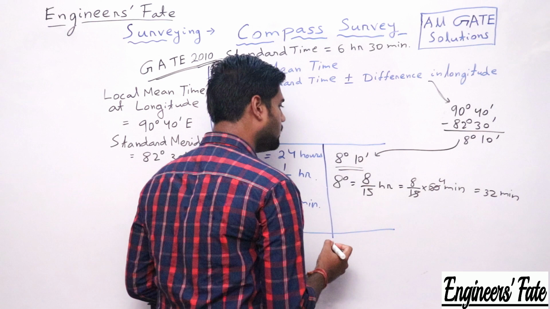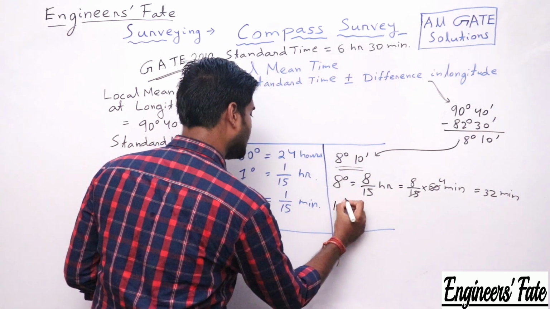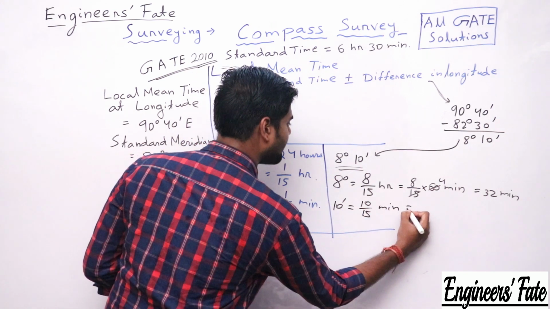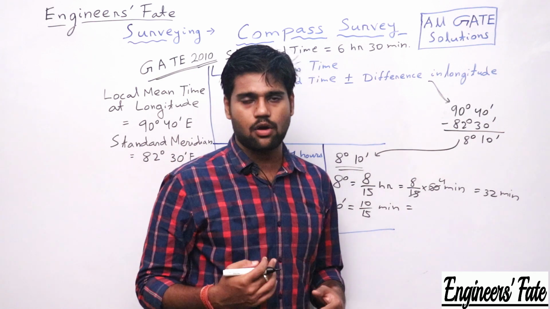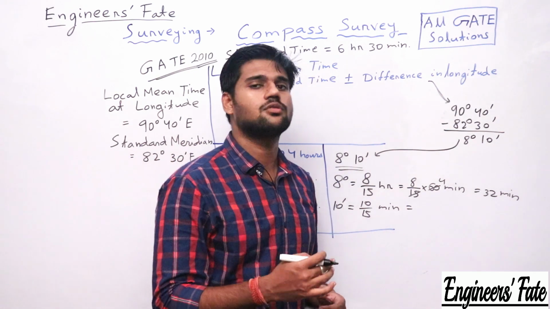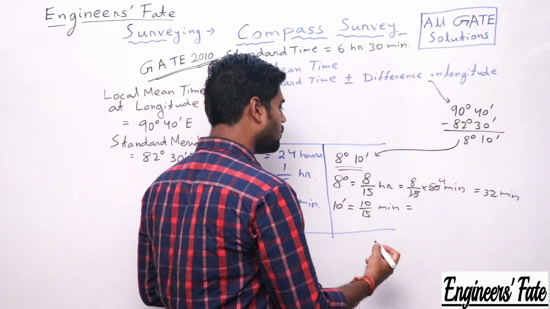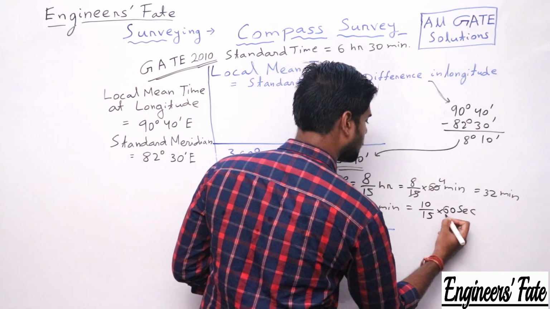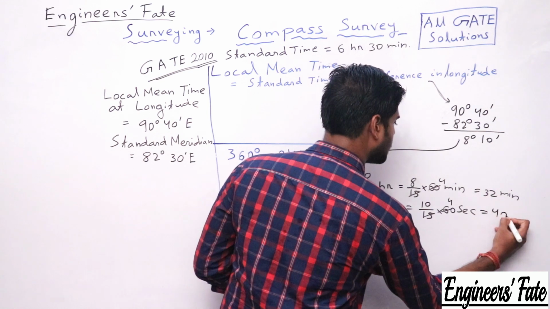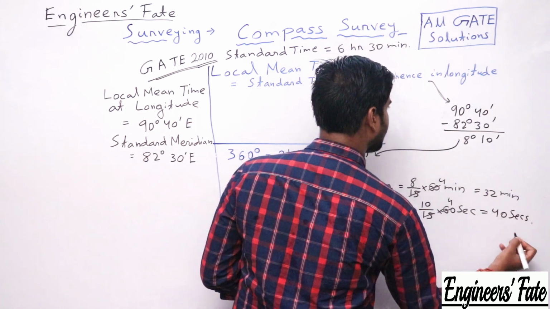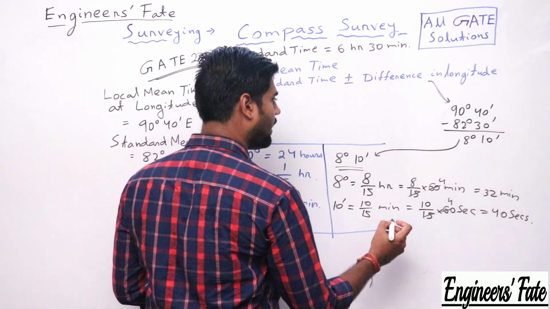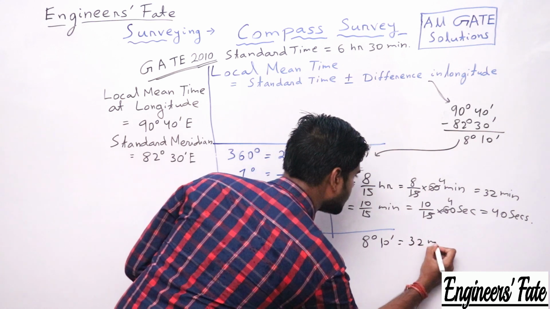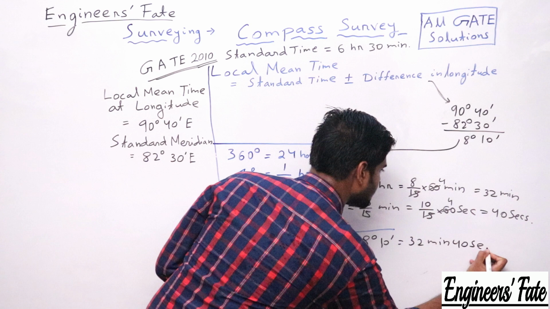Now let's talk about 10 minutes. So 10 minutes equals 10 by 15 minute. Again 10 by 15 is less than 1, so the answer can't be in minutes. The answer will be in seconds. So 1 minute equals 60 seconds, so it equals 40 seconds. So I got 8 degree 10 minute equal to 32 minutes 40 seconds.